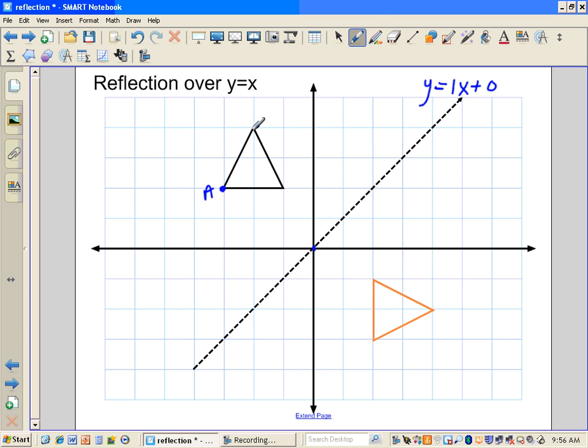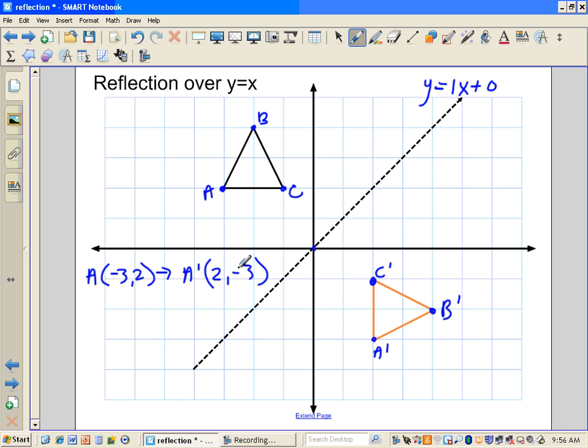Well, let's do the points. We'll just do A, B, C. If I reflect this over, if I fold my computer in half along this diagonal line, then this becomes C prime, this becomes B prime, and A prime is down here. So now I can check a point. Maybe I want to check point A. Right now A is (-3, 2), and A prime is (2, -3).